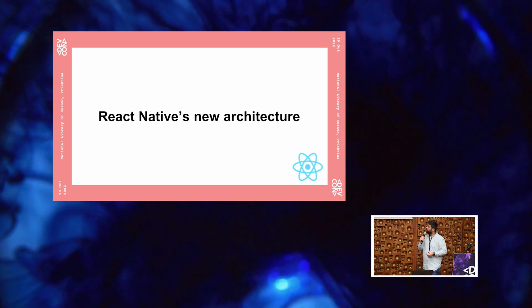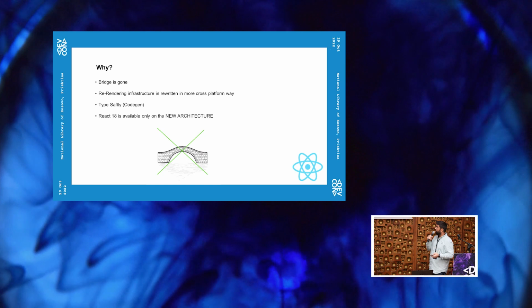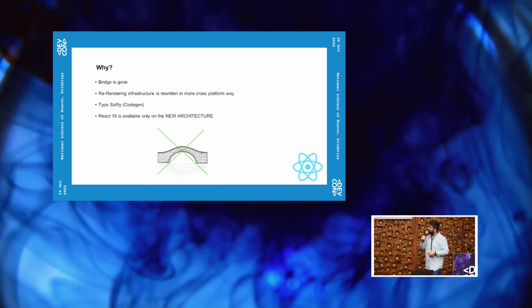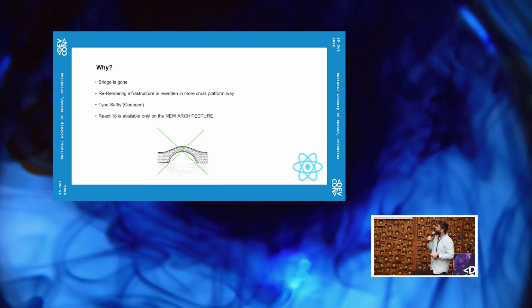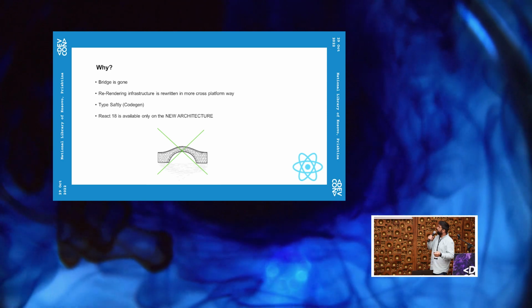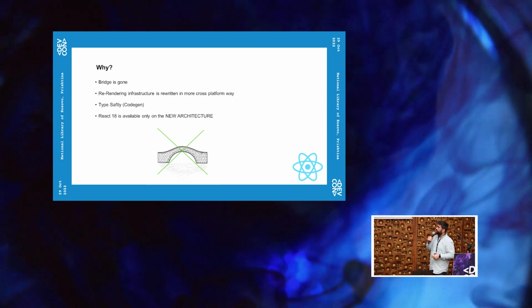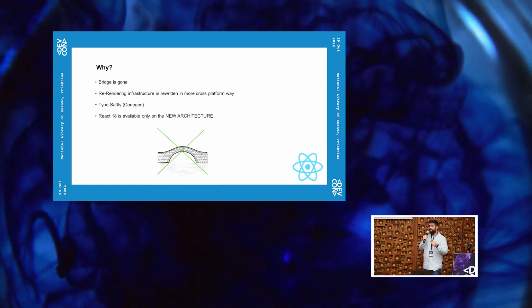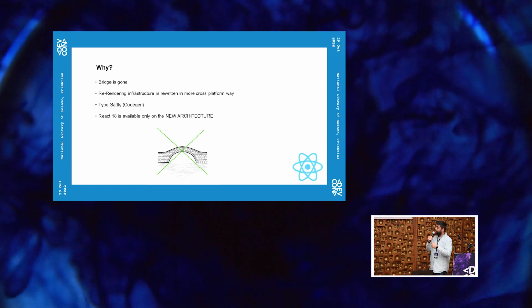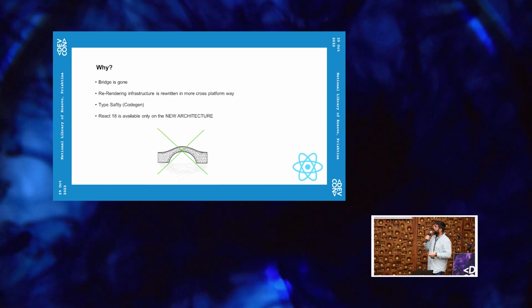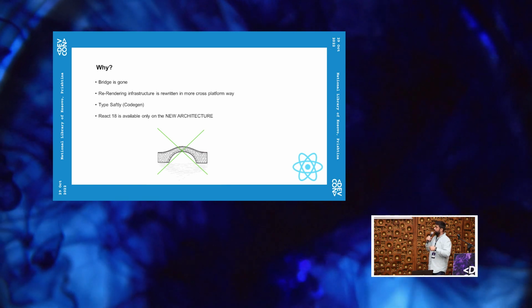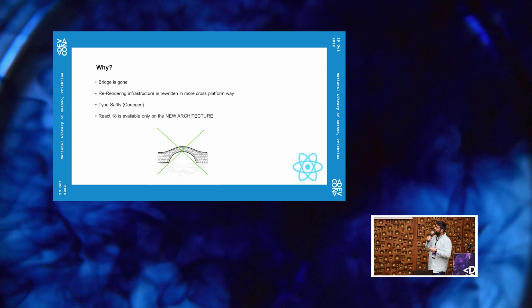Now comes the new architecture, and the basic question is why the new architecture is here. What problems does it try to solve, and how can we decide to move towards it? As you recall, I speak a lot about the bridge and all this async stuff. So the first thing is that there is no longer a bridge. That's totally gone. The second part is that the re-rendering infrastructure is rewritten in a more cross-platform way. In the previous iteration of React Native, a lot of native representations were done specifically for Android and for iOS. Now they are going in a more general direction.